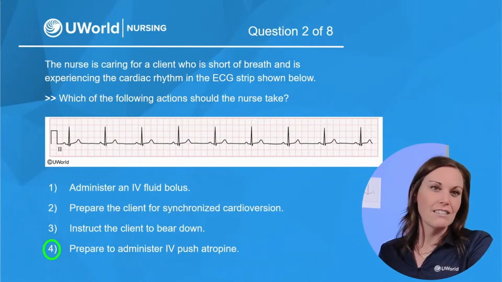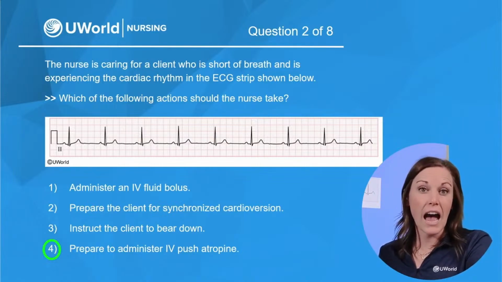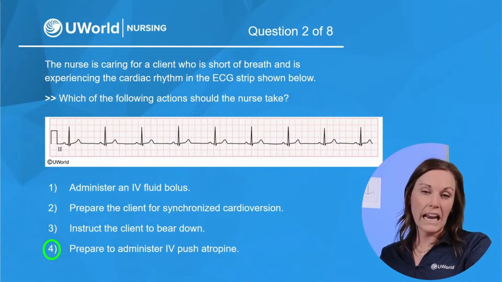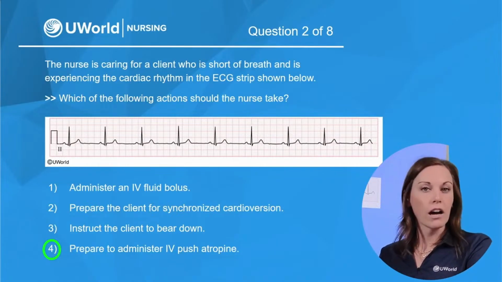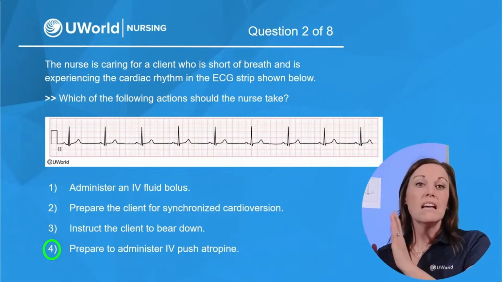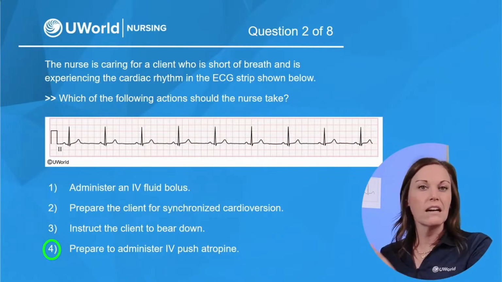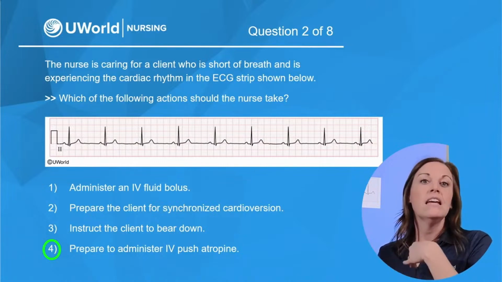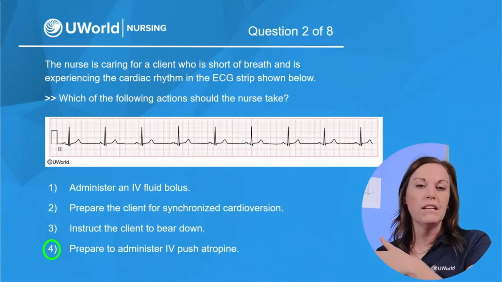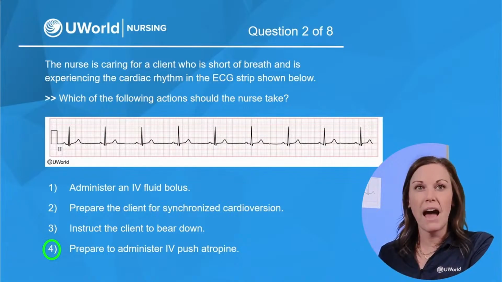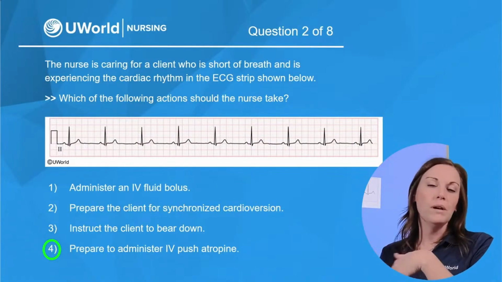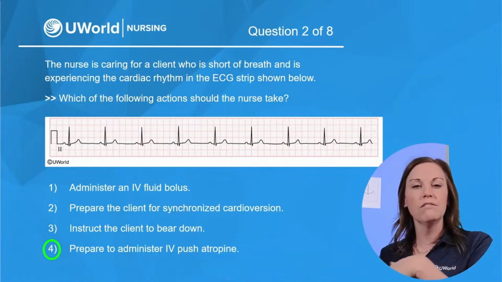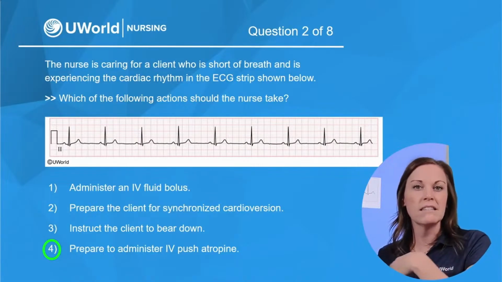So our correct answer on this one is going to be administer IV push atropine. I kind of gave you guys a lot of hints, but our heart rate on this strip is 54. So what we're seeing here is sinus bradycardia. With sinus bradycardia, our heart rate's going slow, but this client is also symptomatic, so they're short of breath. So we know our heart's not pumping quick enough or not perfusing those vital organs.